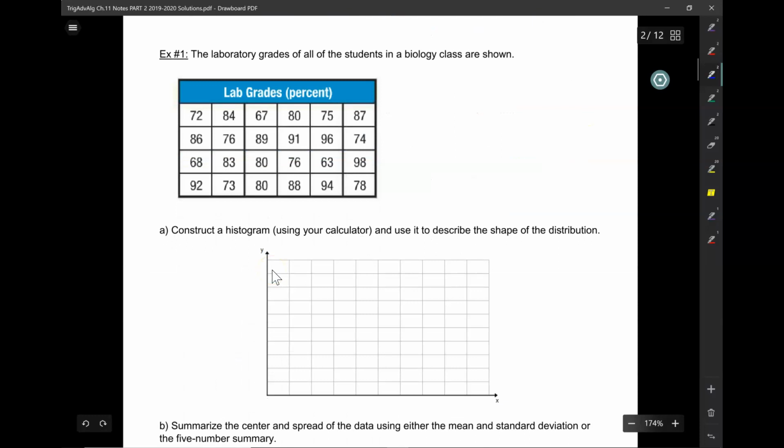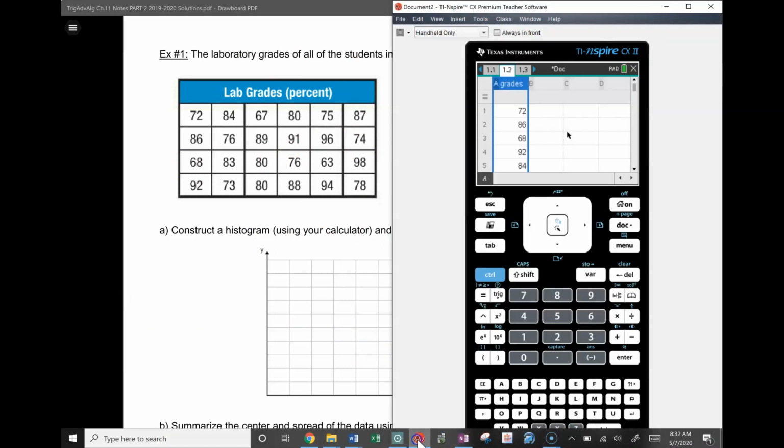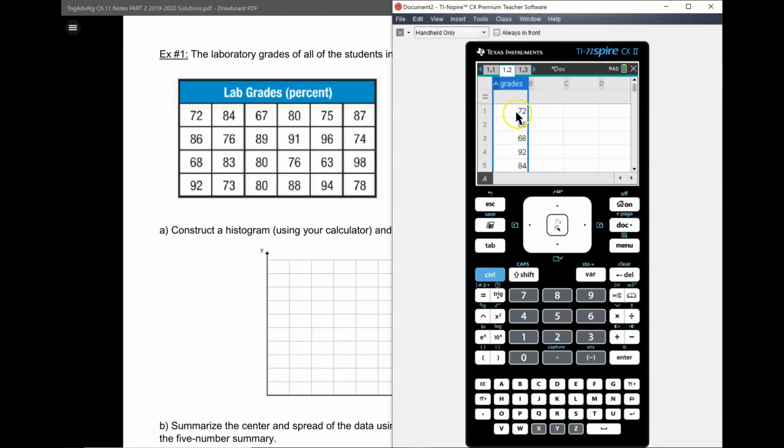Okay, so here we go. Here we have the laboratory grades of students in a biology class. It says construct a histogram using your calculator and use it to describe the shape of the distribution. So first we're going to put this in our calculator, and wouldn't you know it, I already have it right here. You see here I went down 72, 86, 68, 92 all the way. This is a set of 24 data. And what I've already done is gone up here to the heading, and I've labeled it grades.